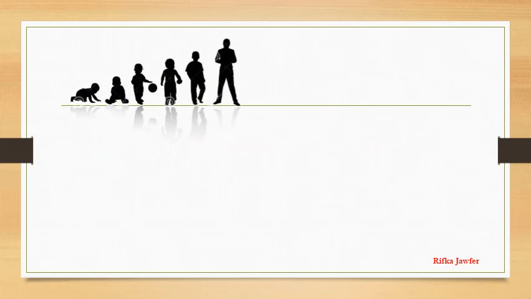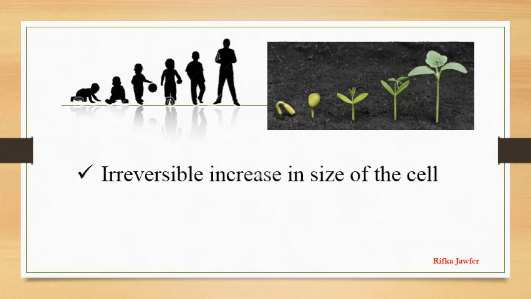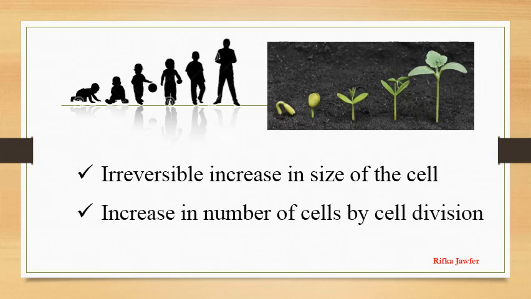Growth and development occur in animals as well as in plants and also in all other organisms. There are three steps of growth and development: irreversible increase in size of the cell, increase in number of cells by cell division, and cell differentiation are the three steps.